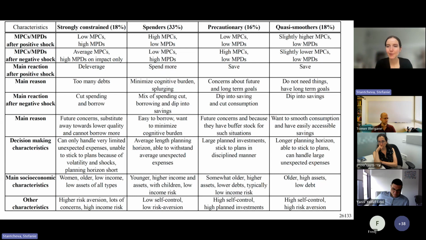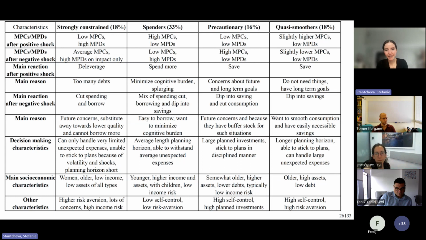And then we have the quasi-smoothers, which are, I would say, relatively familiar to us, but they're not entirely smoothers. Like smoothers, they're going to buffer when bad things happen. They're going to dip into their savings when they get a negative shock. But unlike the smoothers in our model, and that's why we call them quasi-smoothers, when they have a positive shock, yes, they save mainly, but they also spend quite a bit. They have quite high MPCs.